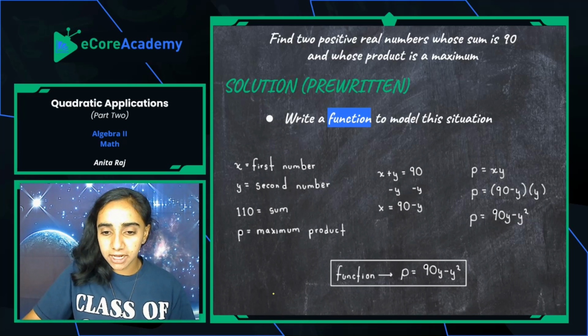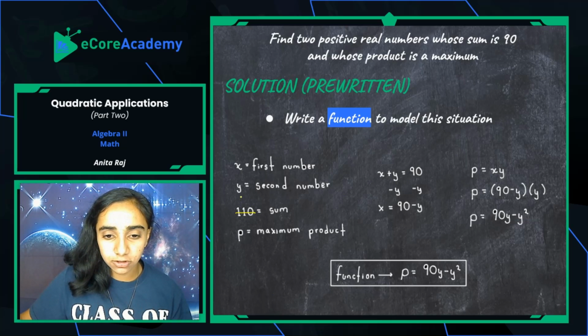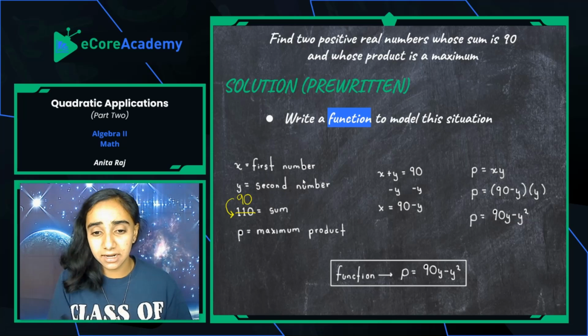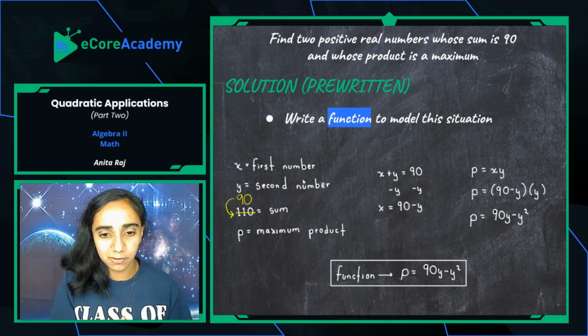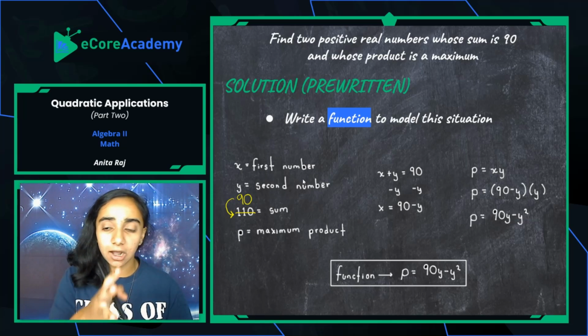The only correction I have to make, because this is pre-written, I want to clarify that this 110 right here, this should actually be 90. So let me just cross that out and put 90 above it so you all are not confused. So 90. Yeah, so just make sure you get that as 90, because remember the sum is 90, not 110. For some reason I copied 110 down. So remember 90. So now that I've corrected it, you can copy this all down.